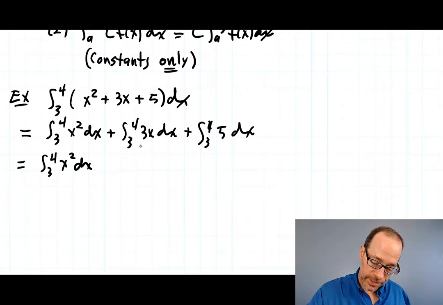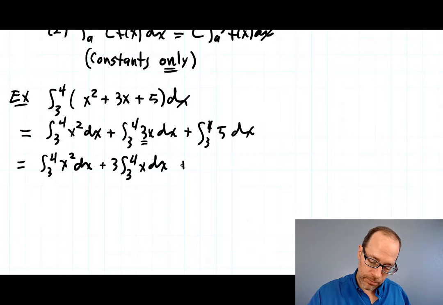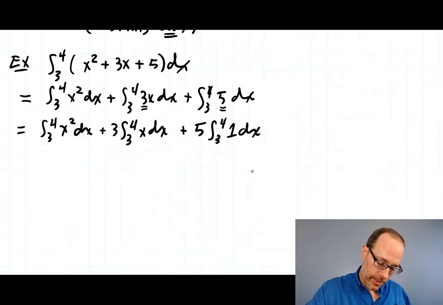We can pull out this constant 3 here. So it's 3 times the integral from 3 to 4 of x. We can pull out the constant 5: 5 times the integral from 3 to 4 of 1 dx. And then we knew how to do this integral.